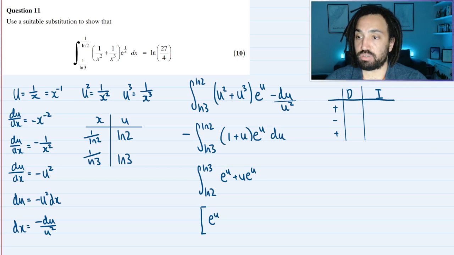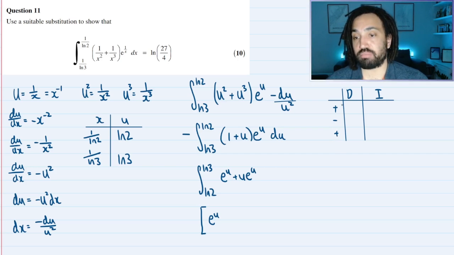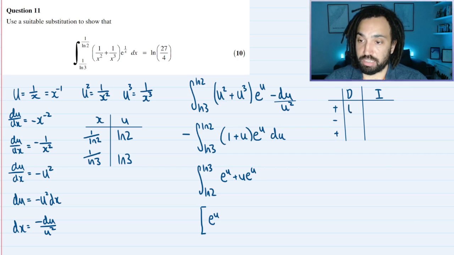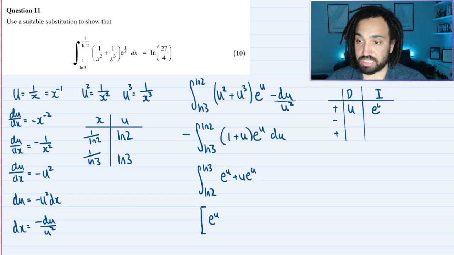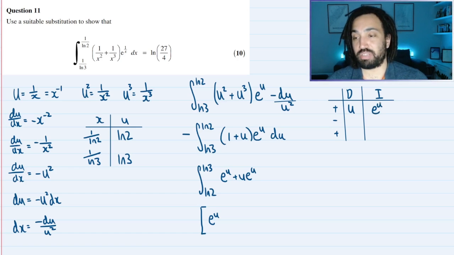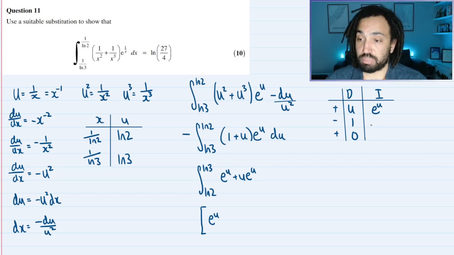And you start along the side with a plus, then you go minus, plus, and then minus if you need to. You can keep going down. We put the polynomial in the derivative part, and in this case the other function is an exponential, so that will go in the integration part. So differentiating u gives me 1, and differentiating again gives me 0. And when I integrate, it just gives me e to the u every time.